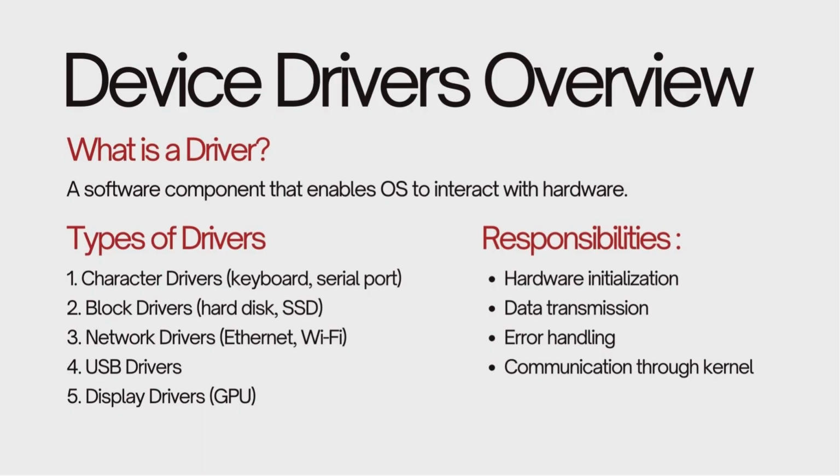And then we move to device drivers. A device driver is simply a piece of software that tells the operating system how to talk to a specific piece of hardware. There are different drivers for different devices, like character drivers for a keyboard or network drivers for Wi-Fi. Drivers have a big job. They set up the hardware, move the data back and forth, and report any errors to the kernel.